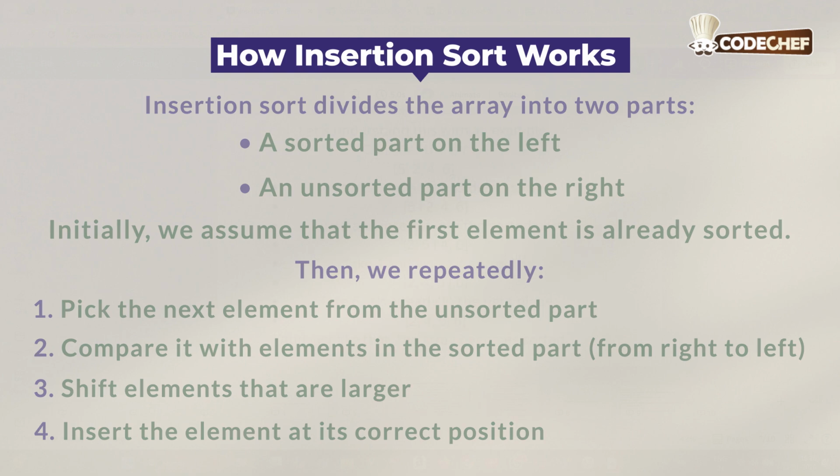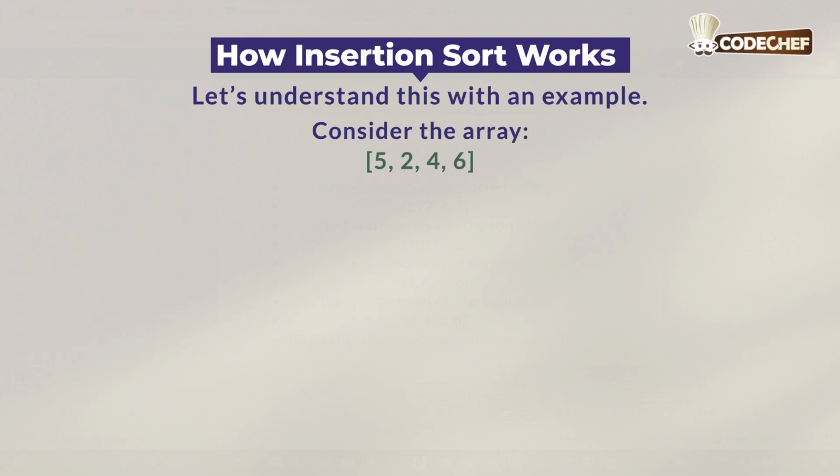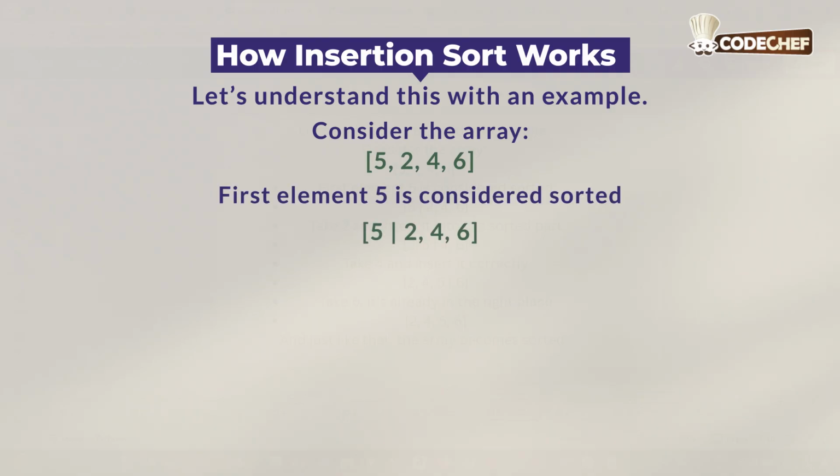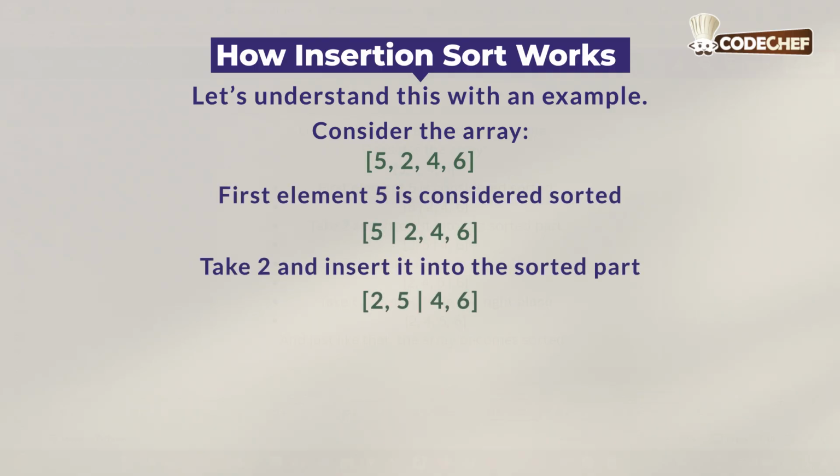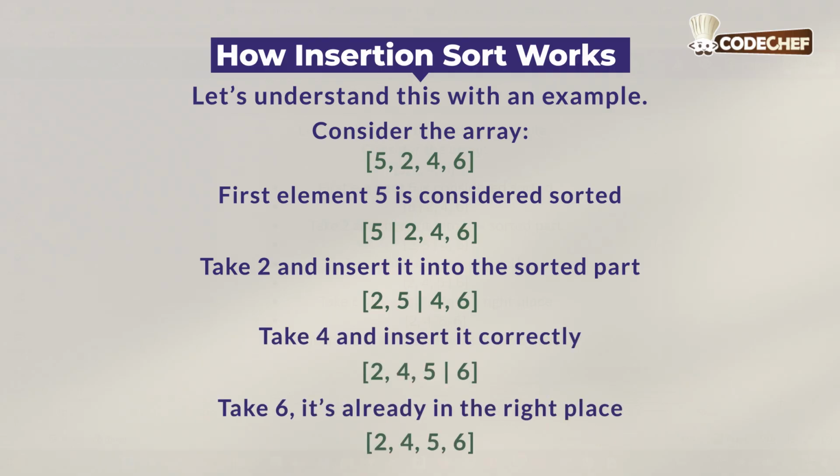Now let's understand this with an example. Consider this array of 5, 2, 4, 6. The first element 5 is considered sorted. Take 2 and insert it into the sorted part. Now take 4 and insert it correctly. Now we take 6, it's already in the right place, and just like that, the array becomes sorted.